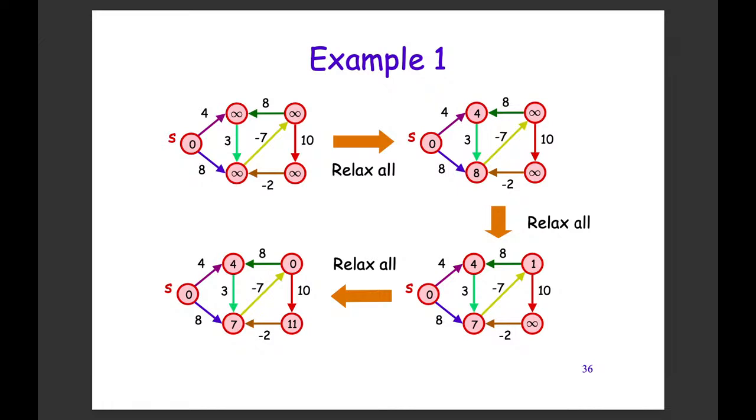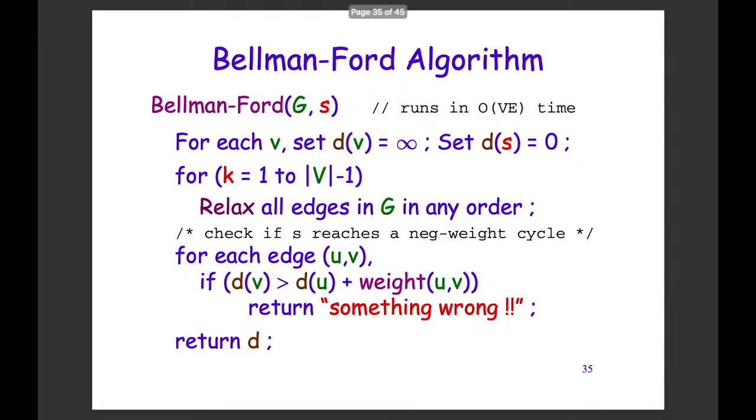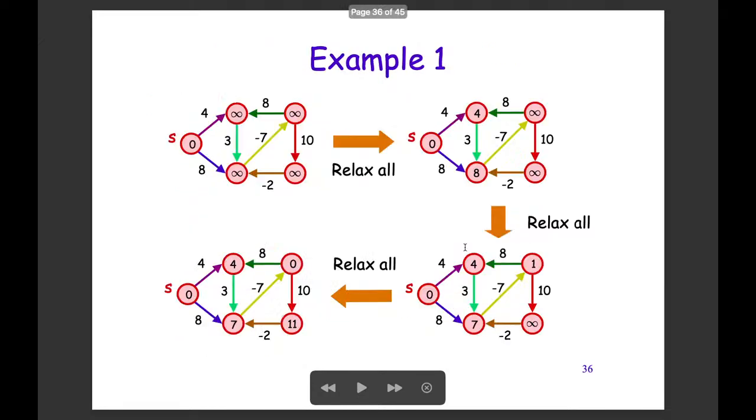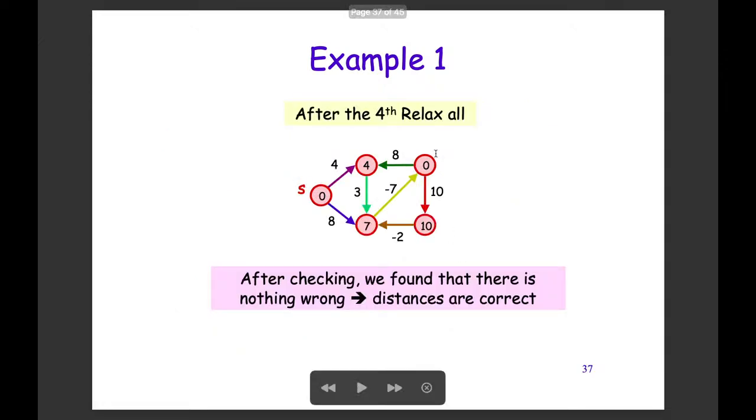So how many times are we going to perform this relax all? If the graph has n vertices, we perform n relax all, or n minus 1 or whatever. So let's say n minus 1. With n vertices, we will perform n minus 1 relax all. In this graph, there are 5 vertices, so we are going to perform 4 relax all operations. This is the scenario after the 4th relax all.